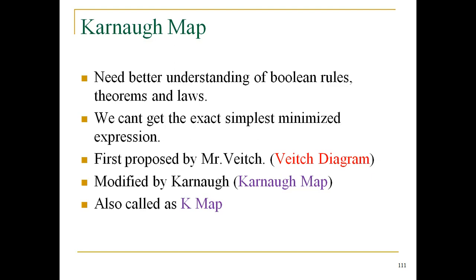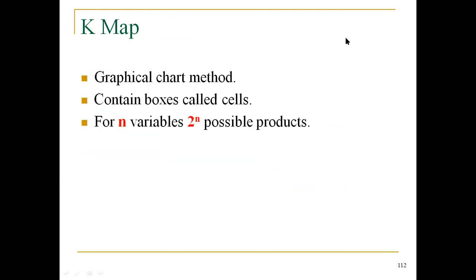Anyhow, this particular concept was initially proposed by Mr. Veitch, that is called the Veitch diagram. Then it was modified by Karnaugh. So this particular map is called the Karnaugh map, also called the K map.